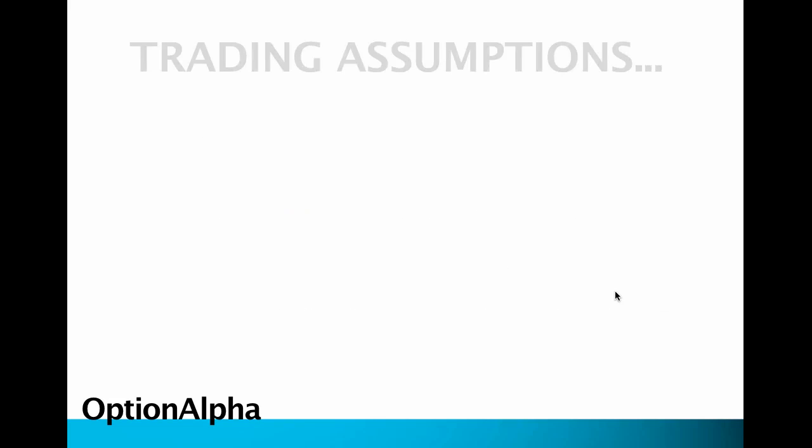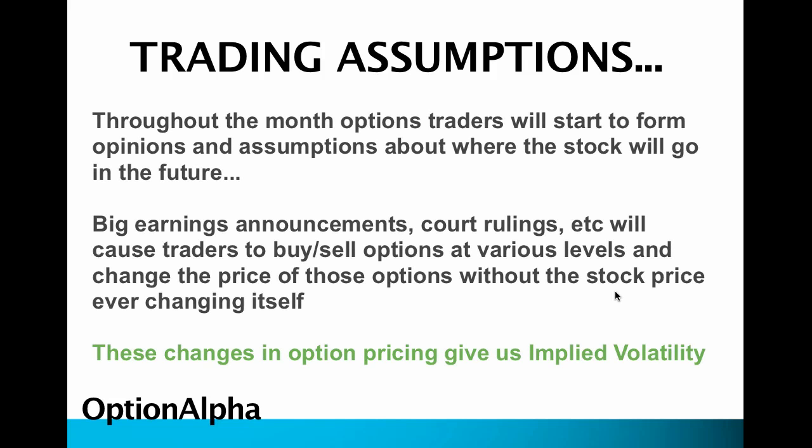So we want to focus more on how implied volatility looks as compared to historical volatility. There are some basic trading assumptions that you're going to make throughout the month when you're looking at implied volatility. Throughout the month, option traders are going to start to form opinions and assumptions about where the stock is going to go in the future, right? We all have an opinion, we all speculate, and that's why we're in this business. So big earnings, court rulings, etc. are going to cause people to buy or sell options at various levels. If they're really bullish, they'll be really out of the money. If they're really bearish, they'll be really out of the money on the bearish side.